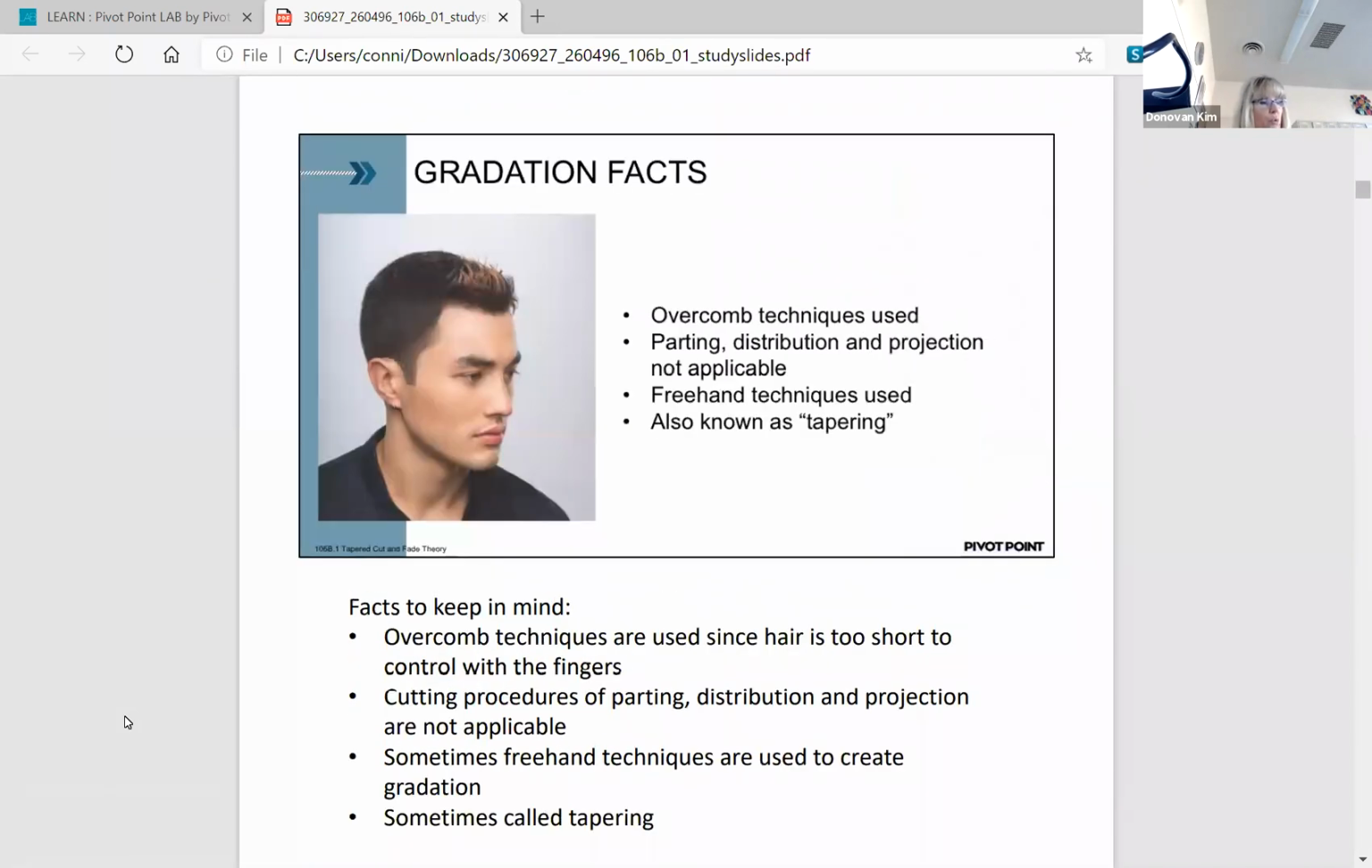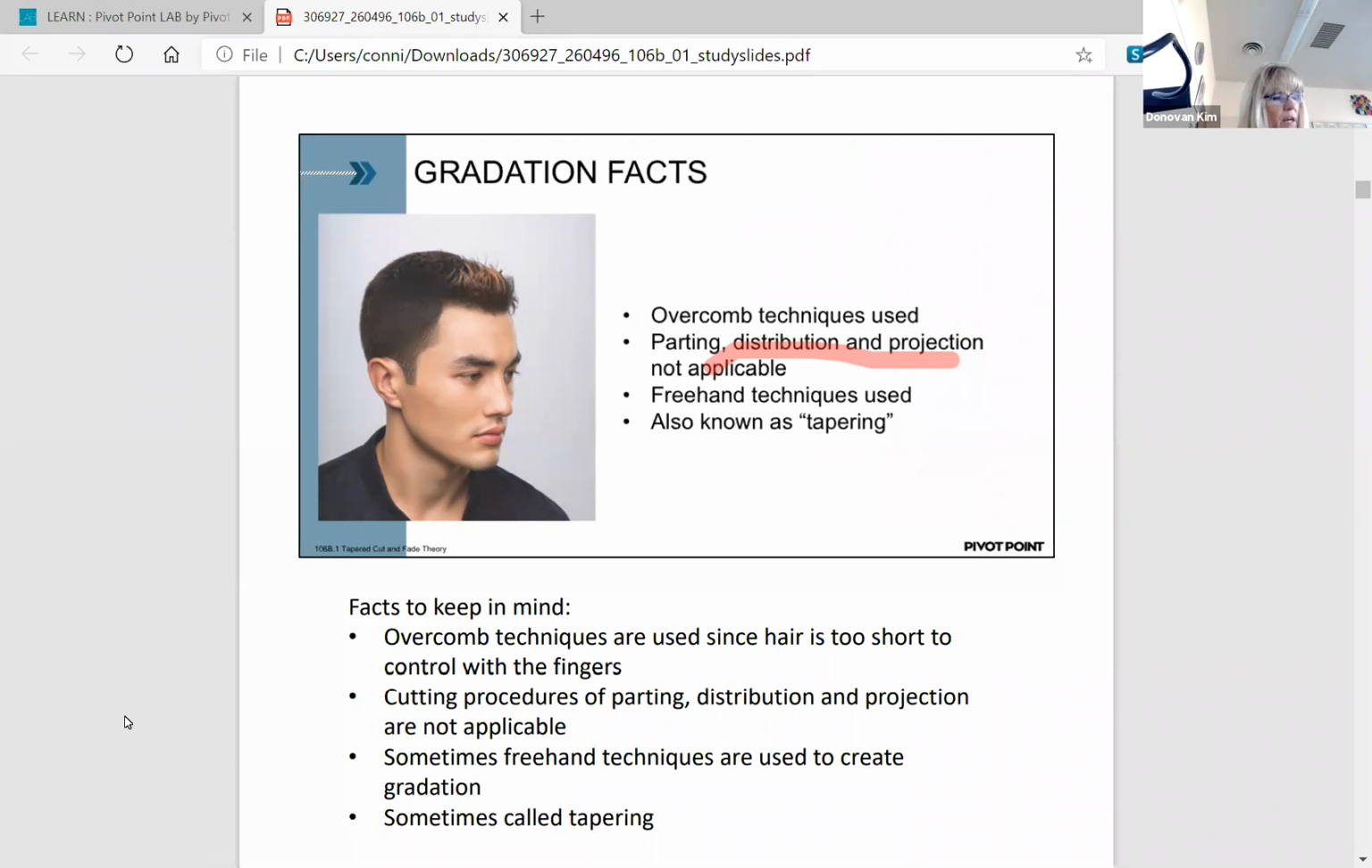You can use overcomb techniques for hair that's too short for you to control with your fingers. The sculpting procedures of part, distribute, and project are probably not going to work for you. Sometimes a freehand technique is used to create this gradation. And sometimes tapering and gradation create a shape that contours or tapers the exterior.